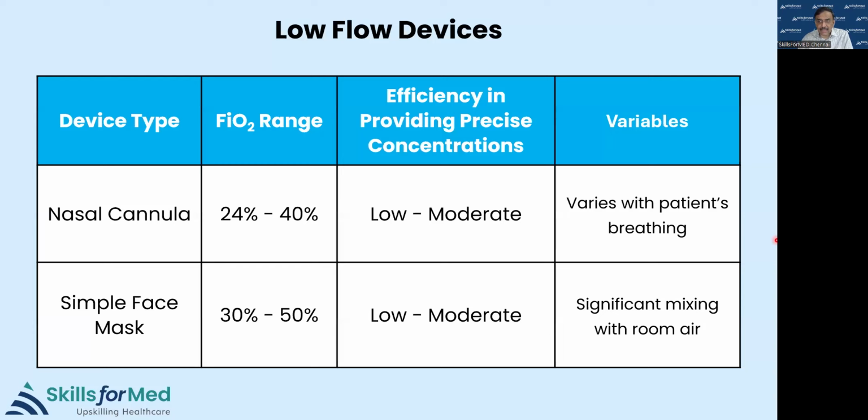So that is for the nasal cannula, because it just sits there. There's a lot of leak of oxygen outside into the atmosphere. The patient also breathes some amount of atmospheric air. Simple face mask gives a little bit higher FiO2 because the mask can be fitted a little bit more snugly onto the face. So here it gives 35 to 50% of FiO2. Again, the efficiency is low to moderate because there is significant mixing of room air when you use a mask.